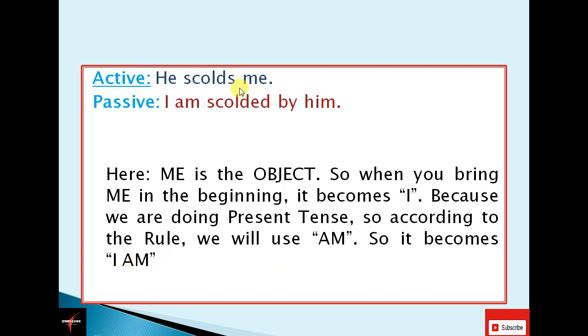So it becomes I am. So me becomes I am. Scolds, scold, scolded, scolded. So the third form is scolded, and then we use by, and then he becomes him. Remember, he also will become him. You cannot write I am scolded by he. That does not make any sense at all. Okay, so he becomes him. She will become her. I am scolded by her. Say this example is she scolds me, so I am scolded by her. Okay, so he becomes him. If she, it will become her. Let's move on.